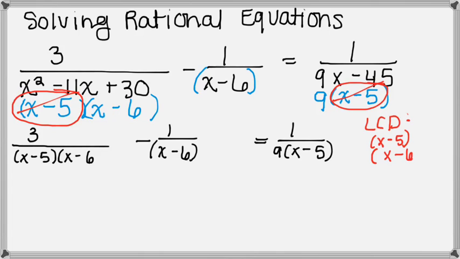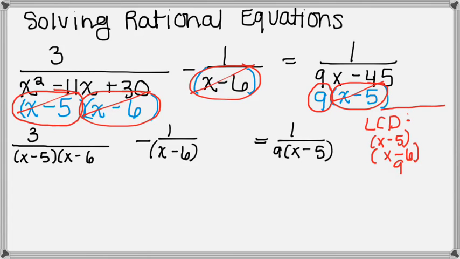X minus 6 we're going to need, and that takes care of this x minus 6, and at the same time this x minus 6. Then we're also going to need a 9 in there, and that's going to take care of the 9 right there. This is our least common denominator, and it's meant to be all one multiplied by the other one. So x minus 5 times x minus 6 times 9.